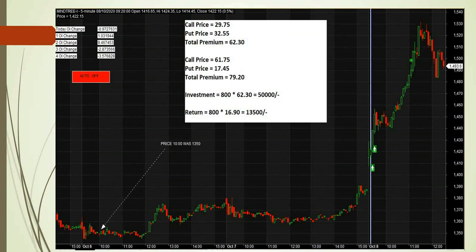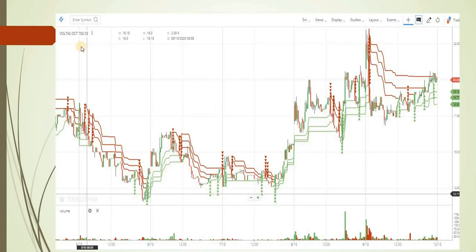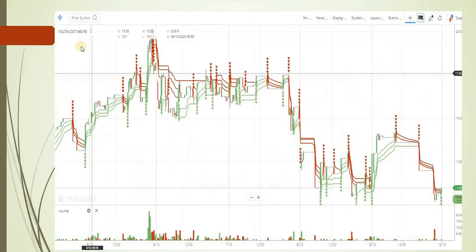Okay, we will see one more example where the stock did not perform as per our expectation. This is Voltas. I selected 5th of October. On this day, I got a figure of 12.2% build up. So we are doing the same thing again. Price was 680. We will buy a strangle within a 5% range. 680 into 5% comes to 34. So we will buy a strangle within a 30 rupees range. Let's say we bought a 700 call and a 660 put.